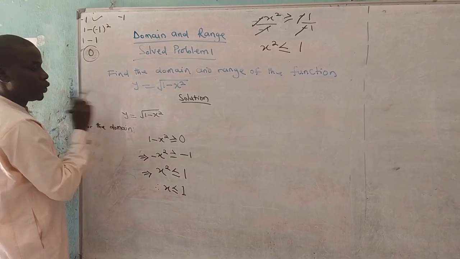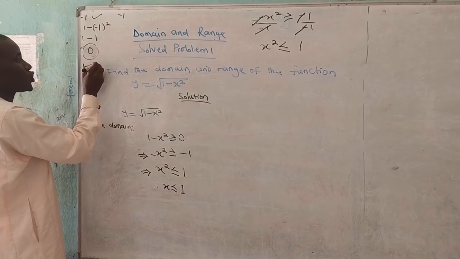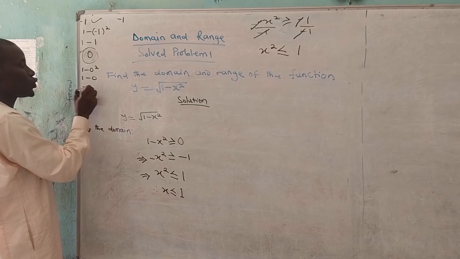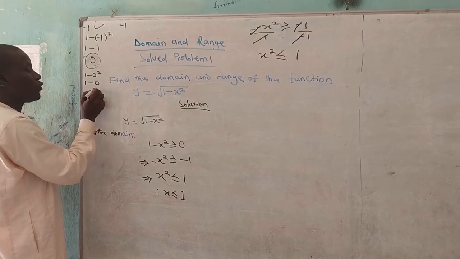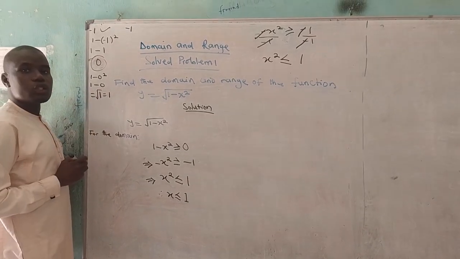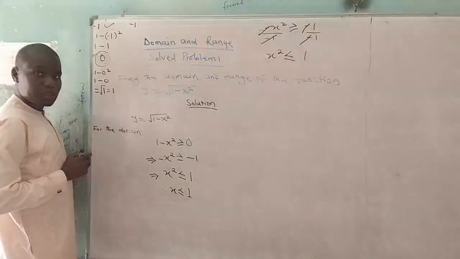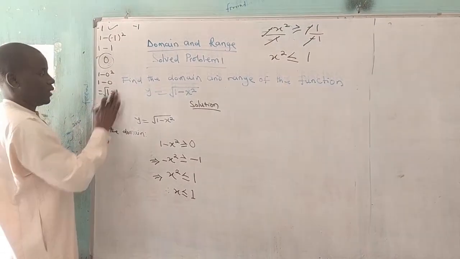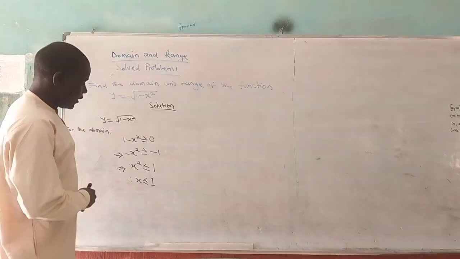When x is 0, what do we have? 1 minus 0 squared. 1 minus 0 is what? 1. The square root of 1 is what? It is 1. Do you understand?